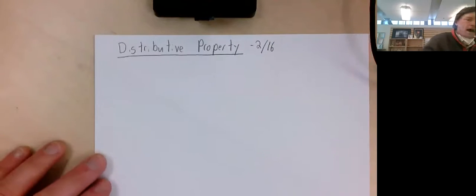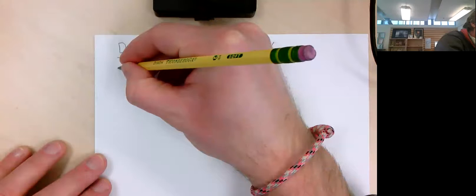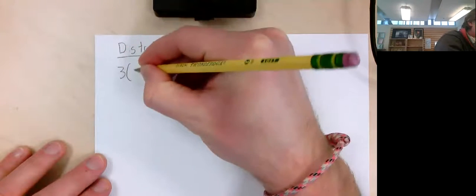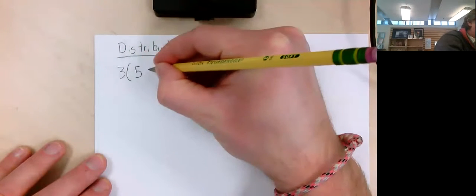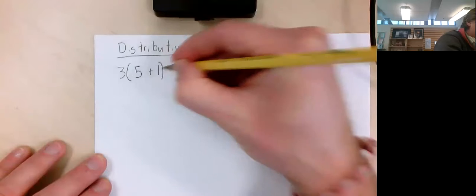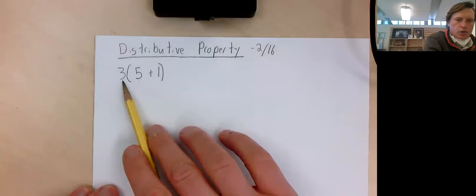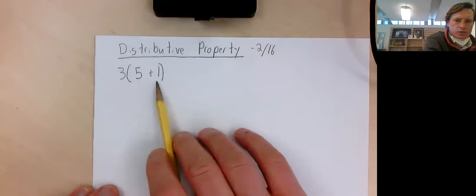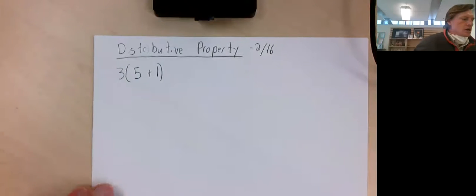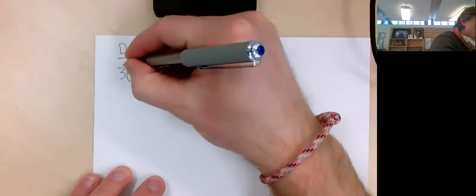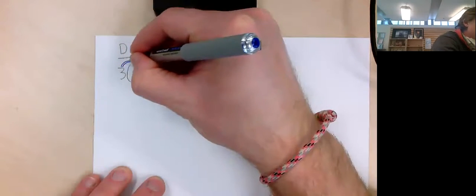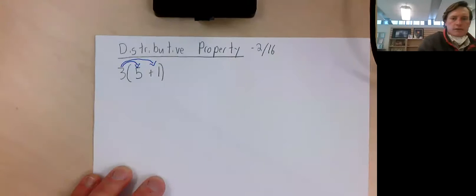Okay, so right off the bat, let's do 3 parentheses 5 plus 1. When we're using distributive property, we're literally distributing what's outside the parentheses to what's inside the parentheses. And we're using multiplication to do that. So we're going to multiply the 3 times the 5 and the 3 times the 1.